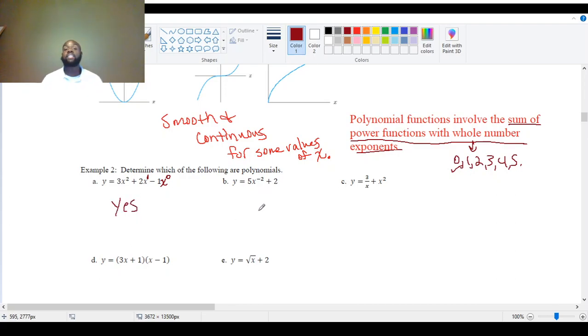And so, yes, this is a polynomial. Part B, we're going to say no, right? Because this exponent here is negative, so it's not a polynomial function. And this one here, notice it has x in the denominator, right? What we like to do is, instead of leaving that in the denominator, remove it from the denominator and see what type of exponent we get. Well, if we remove that from the denominator, this exponent is negative. That is not a whole number exponent, and so we're going to say no.